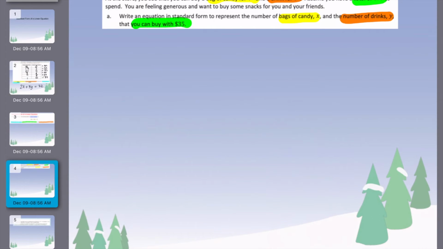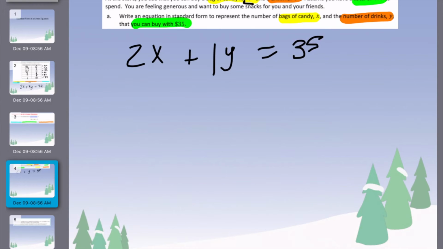So I know my total is going to be equal to $35. I also know that it's probably going to be the sum of the number of bags of candy and the drinks, but each of those have a cost. I know that a bag of candy costs $2 per bag of candy, and a drink is $1 per drink. So this is actually how I would write my equation in standard form.